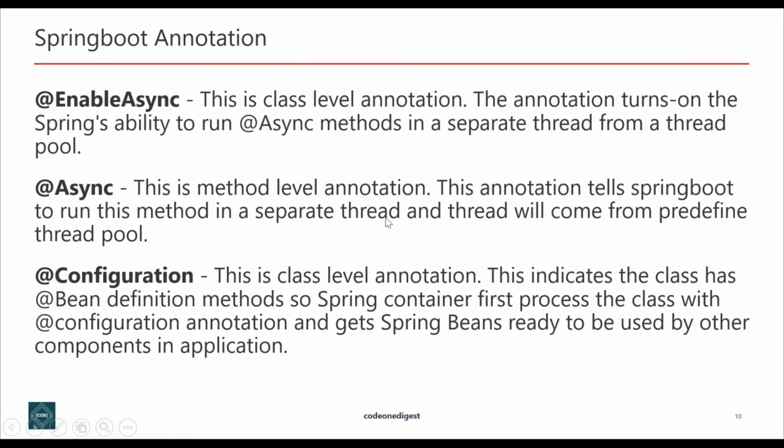Before we move to coding, let me explain a few annotations that we are going to use in our project. @EnableAsync is a class level annotation. This annotation tells the Spring framework to run methods in a separate thread. Now let's understand what the @Async annotation is. This is a method level annotation, and it tells Spring Boot to run this method in a separate thread, and the thread will come from a predefined thread pool.